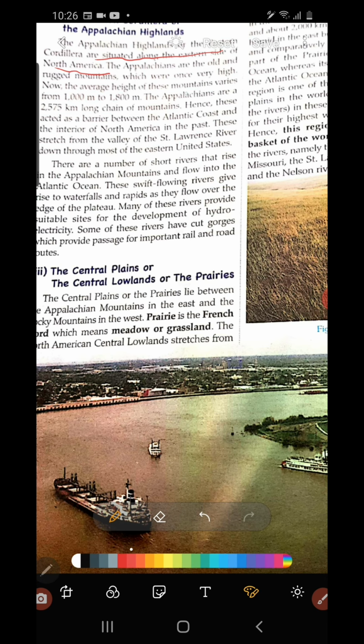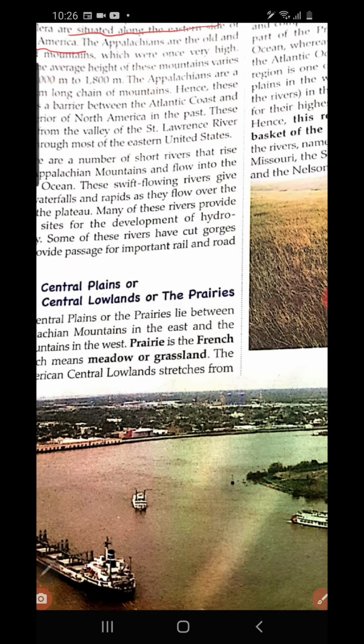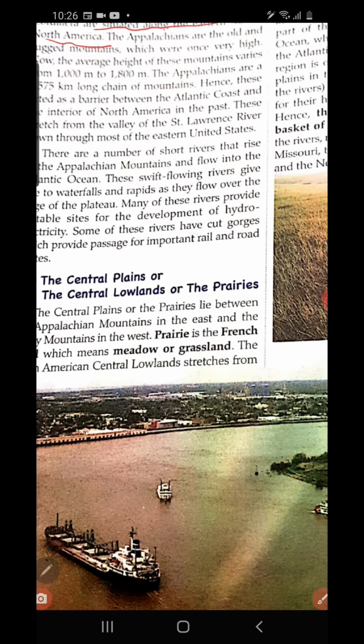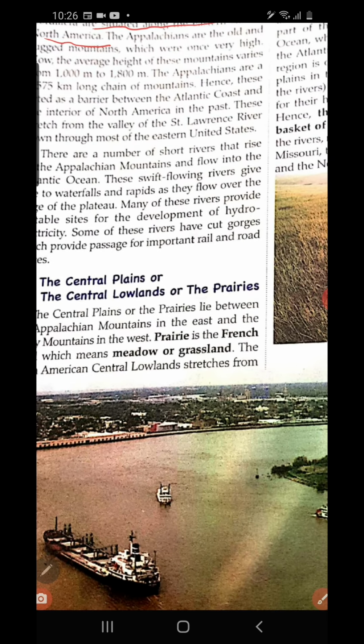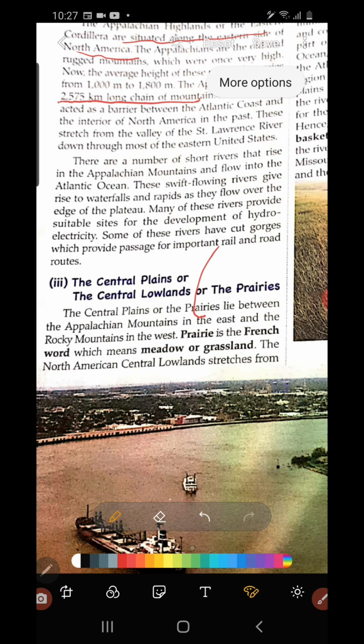Then, Appalachians are old and rugged mountains. That is why we discussed that it is an old fold mountain, which was once very high, but right now they do not have the height because they were exposed for a long time, so their height decreased. Then the Appalachians are a long chain of mountains, 2,575 kilometers long. You don't have to learn this height or these numbers. You don't have to study.